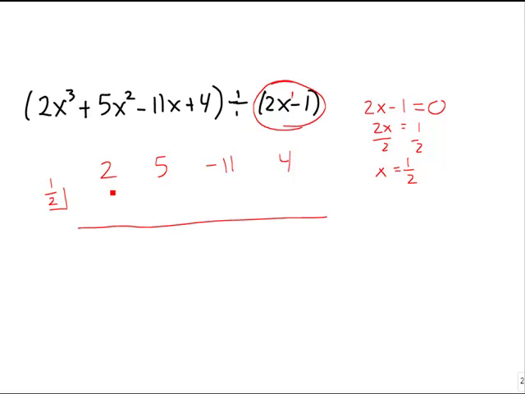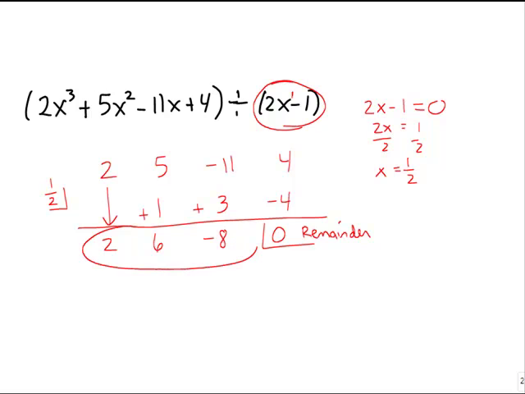We draw our line. The first coefficient comes down unchanged. 1/2 times 2 is 1, and we add down. 5 plus 1 is 6. Then we multiply again. 1/2 of 6 is 3, and we add down. Negative 11 plus 3 is negative 8. Then we multiply again. 1/2 of negative 8 is negative 4, and when we add down, 4 minus 4 is 0. So that is our remainder. We have no remainder this time.